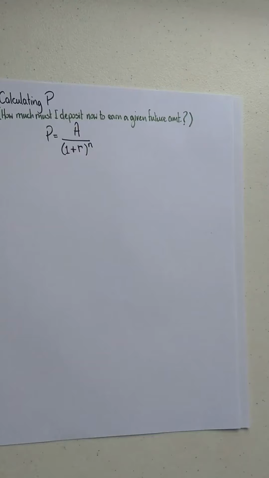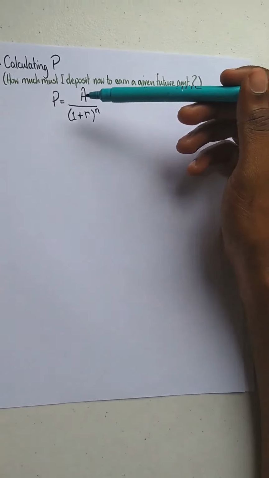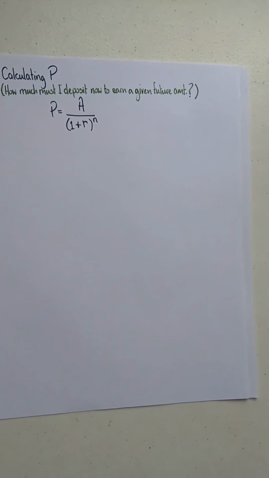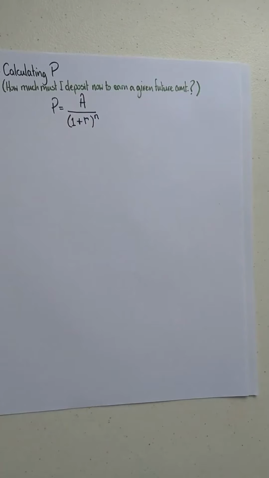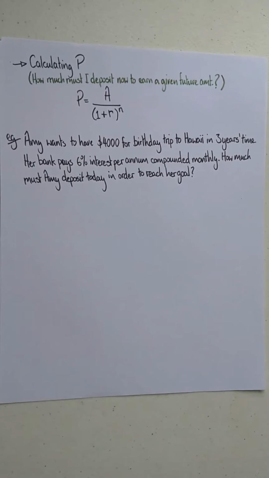And to solve those questions, we use the formula again. This time we are expressing it in terms of P. P equals A divided by 1 plus R raised to the power N. For example, Amy wants to have $4,000 for her birthday trip to Hawaii in 3 years' time. Her bank pays 6% interest per annum, compounded monthly. How much must Amy deposit today in order to reach her goal?